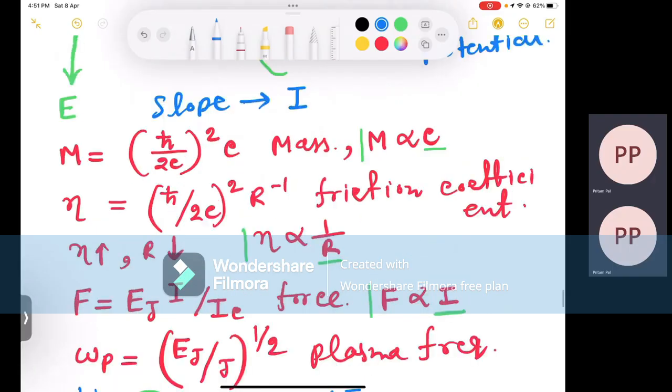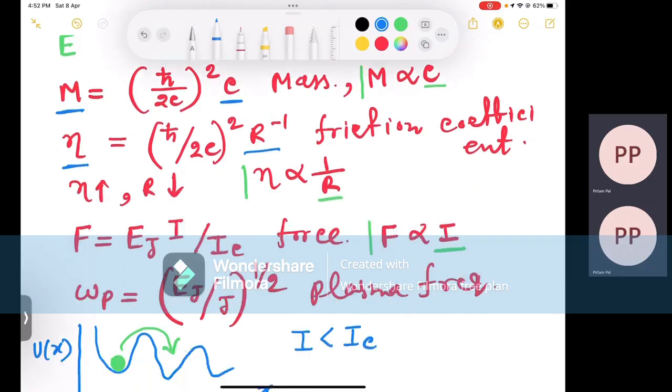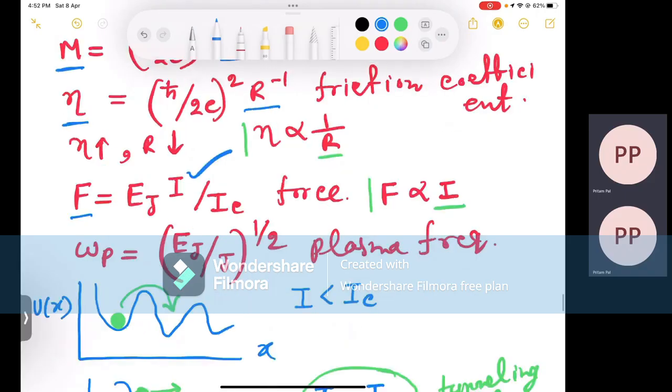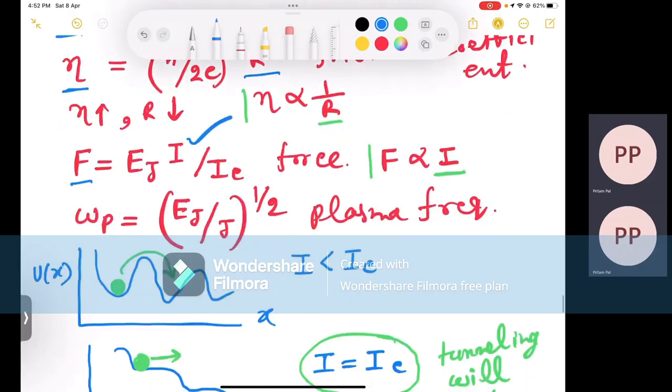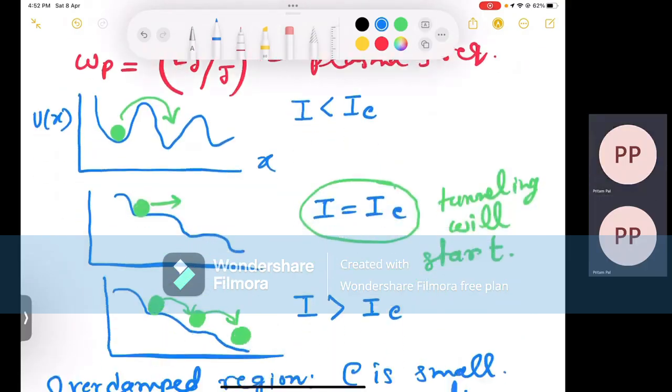So here the capacitance that we have can be thought of as the mass of the system in the simple pendulum, and the resistance is basically the friction coefficient, and the external force obviously has to do with the external bias only. And this is your plasma frequency of the system, which is related to your Josephson energy. So these are the things.